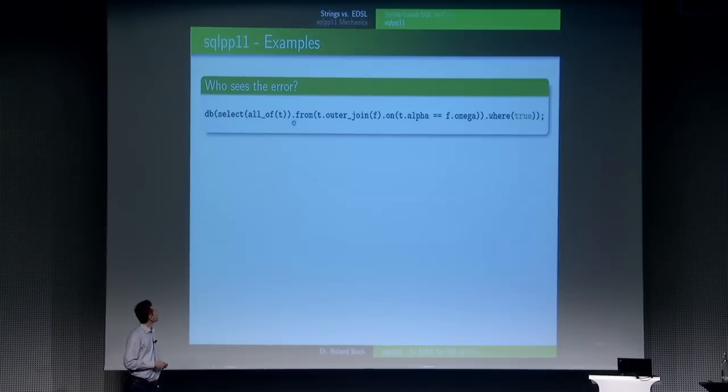All right. Yeah, this is another mini quiz. So we select all columns of T from T and do an outer join with F on some T alpha equals F omega. So that's going to be interesting. Or let's say, who sees a potential bug?